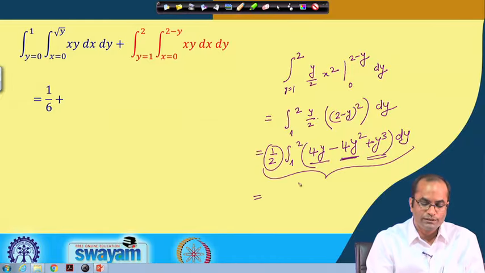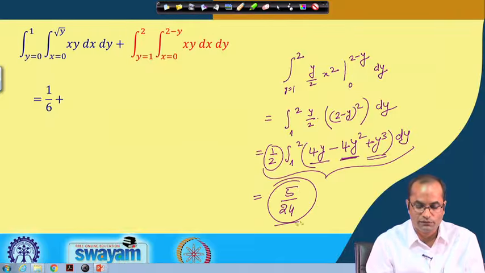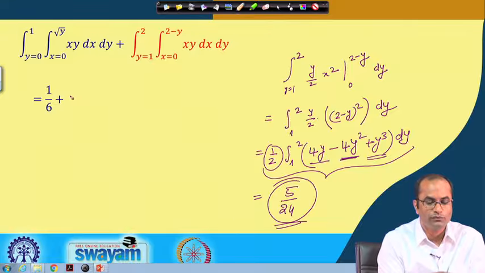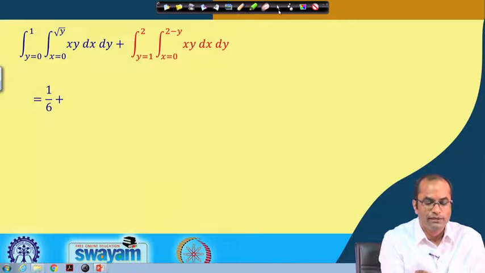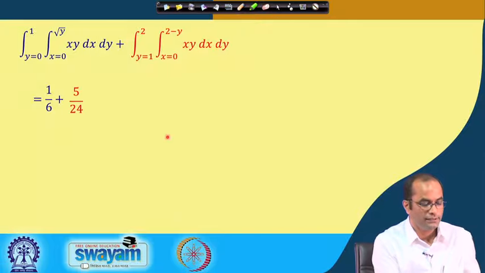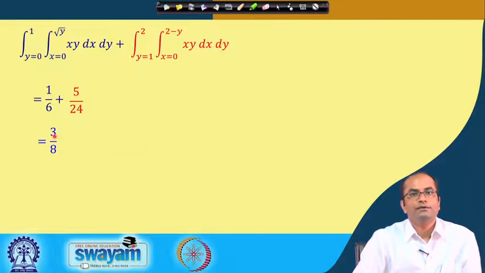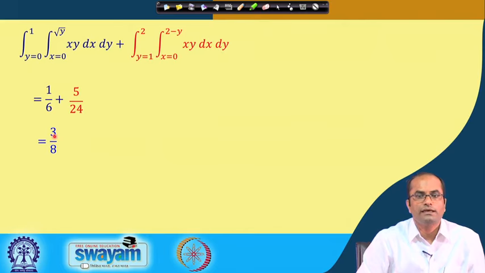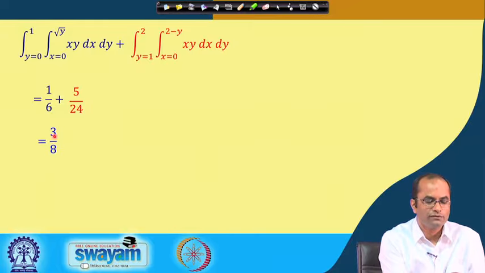So, when we do this evaluation, it comes to be 5 by 24, the integral of this. So, 5 by 24 we need to add here. If we add this 5 by 24, then this will become 3 by 8. So, the value of this integral is 3 by 8, and we have used again the idea of change of order of integration, which was not necessary in this case.